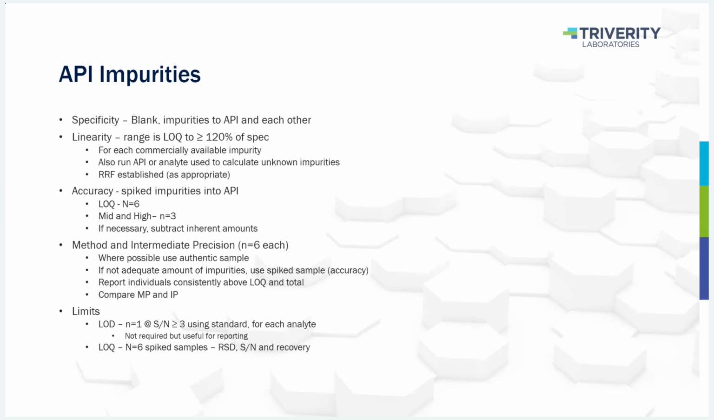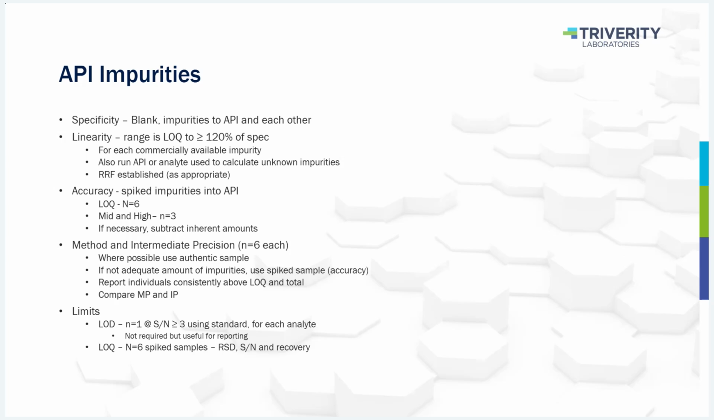So accuracy, for APIs, is us spiking impurities into the API. Oftentimes you have an inherent amount of the impurities that can make this challenging. So you're really not assessing the LOQ of the method because you're spiking onto something that maybe is already at 0.1%, right? So if necessary, we have to subtract the inherent amounts. This is an example of where there's no perfect way, unless you can get your API more purified. There's no perfect way to perform impurity validation on an API that has inherent impurities.